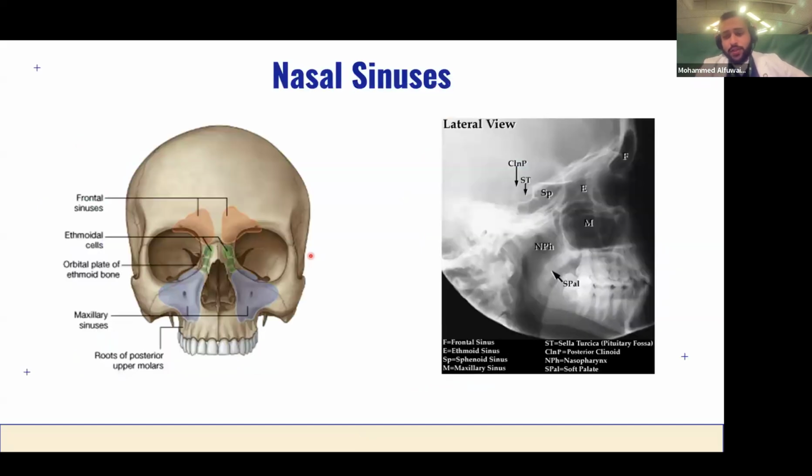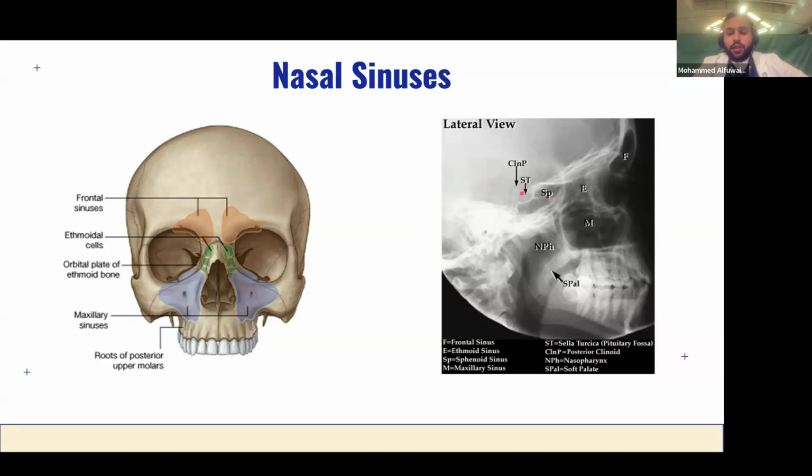So now the nasal sinuses. We have four paranasal sinuses: the frontal, the ethmoidal, the maxillary, and the sphenoid. Now, if you have any disease of the sinuses, the best way for us to visualize these diseases is radiology. The gold standard is CT scan. This is an X-ray, which will just show you the same thing.